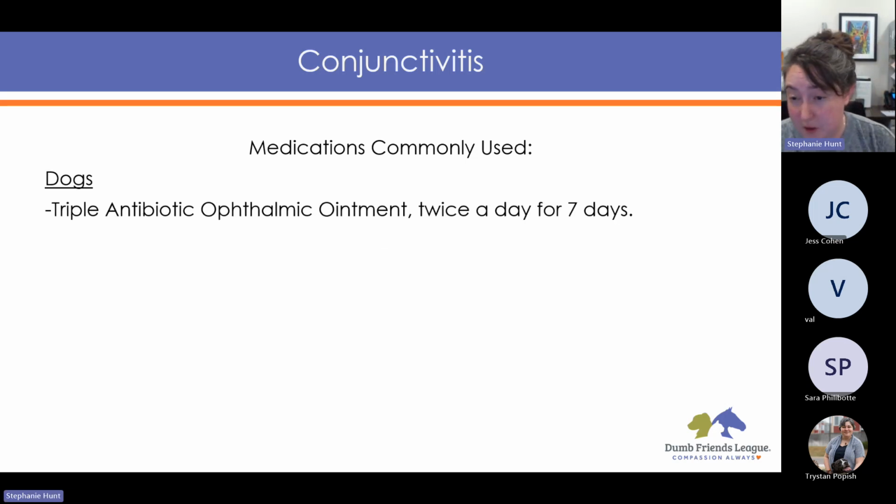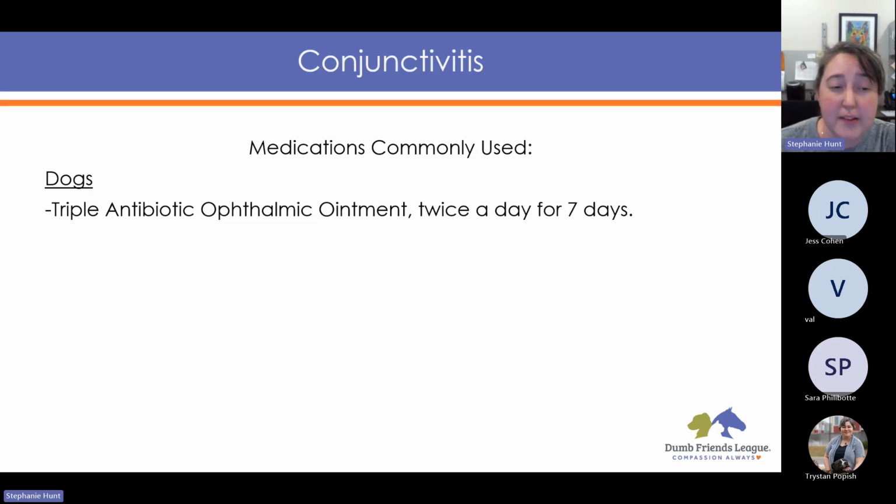With dogs, they're a little bit more straightforward. We don't see conjunctivitis very often, and when we do, we use triple antibiotic ophthalmic ointment. So this looks like the 3AB ointment that humans use when we have a cut or a scrape and we need to do ointment and a Band-Aid, we do use a specific formula that is for ophthalmic use. So it's not exactly the same, but it's going to look similar. We use that twice a day for 7 days.